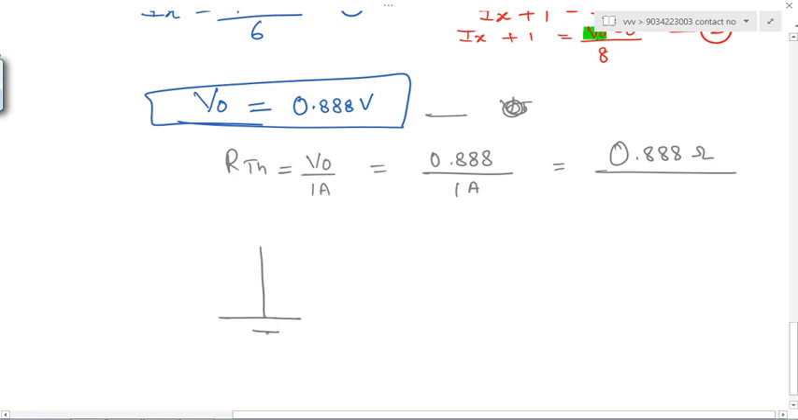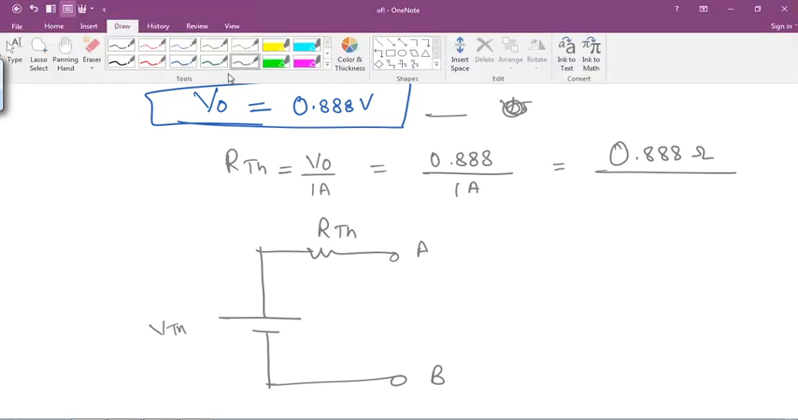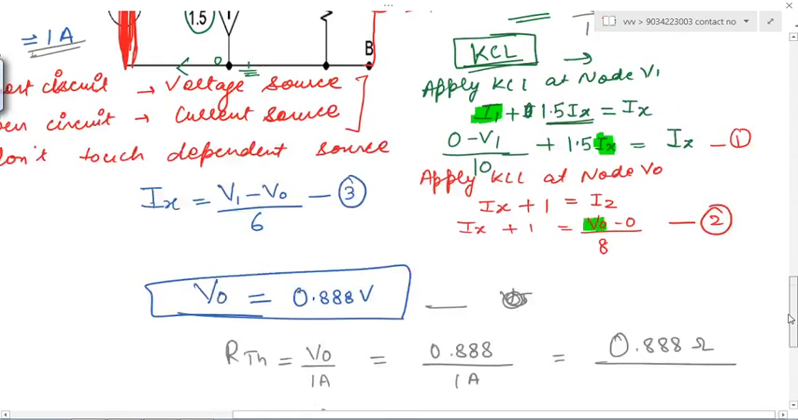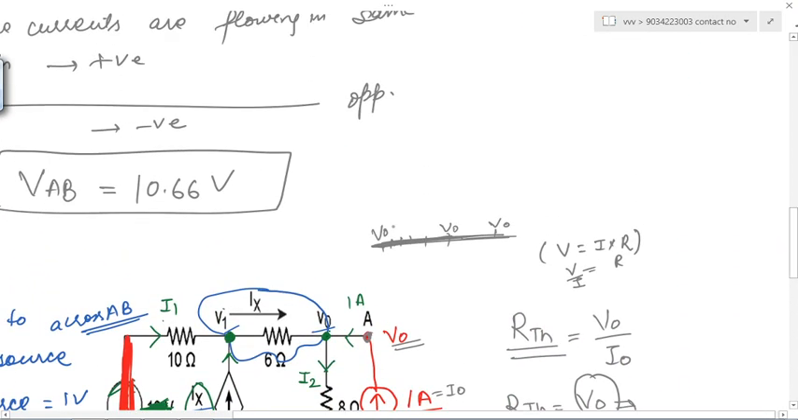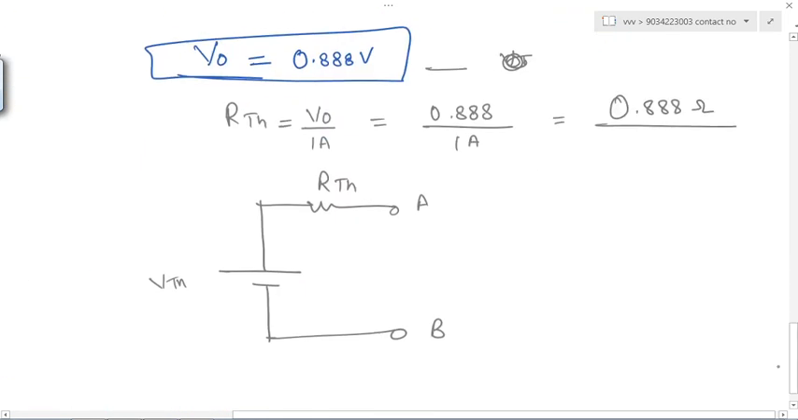You know that the Thevenin equivalent is the VTH, which is connected in series with RTH, and these are the A and B terminals. The VTH value we got, that is 10.66 volt, and the RTH value we got is 0.88 ohm. So this is the solution.